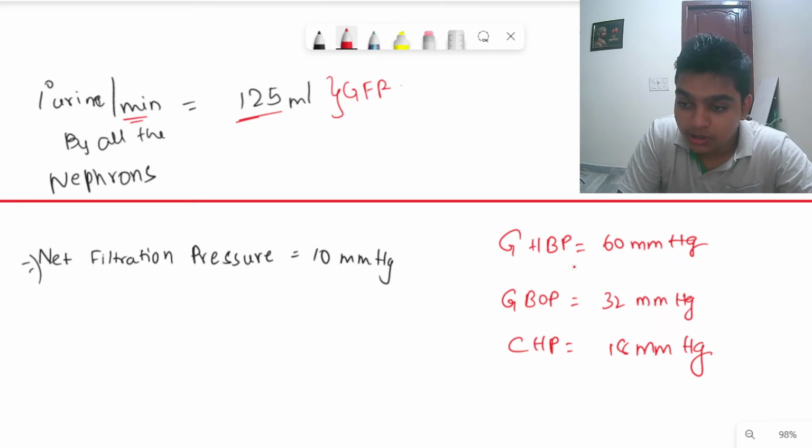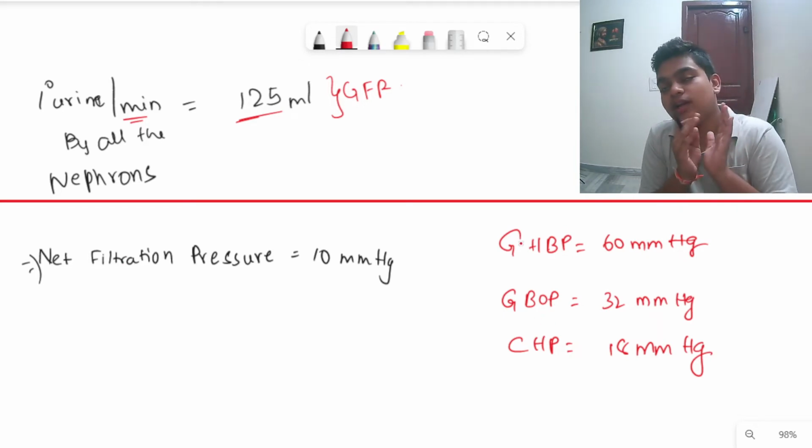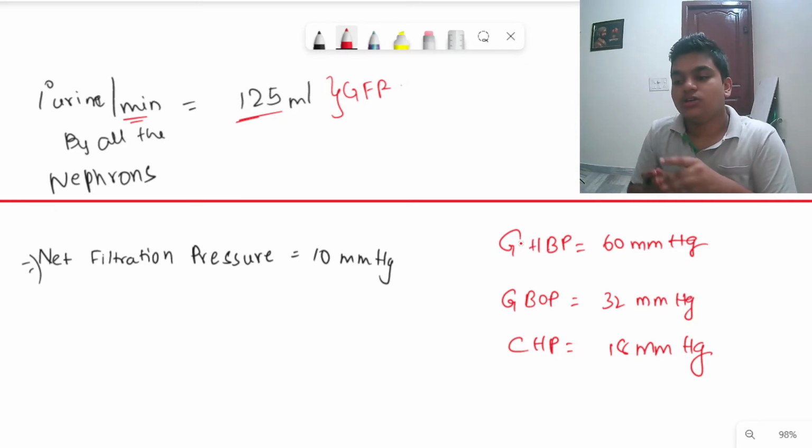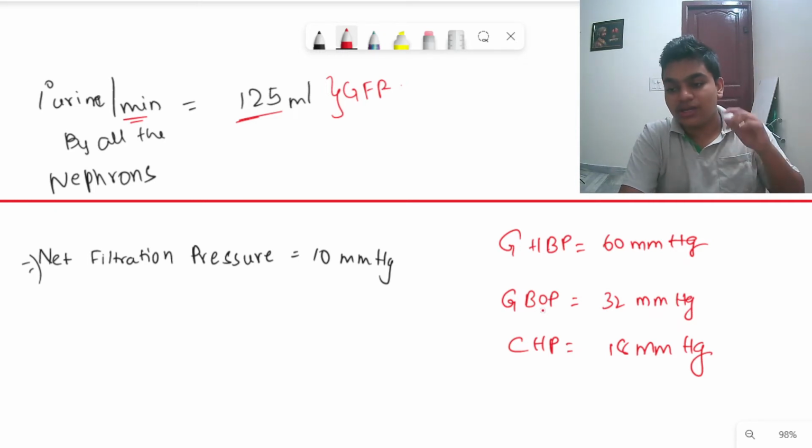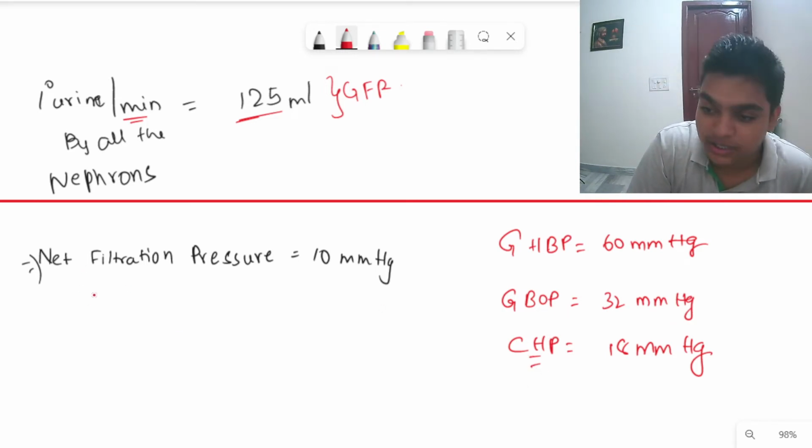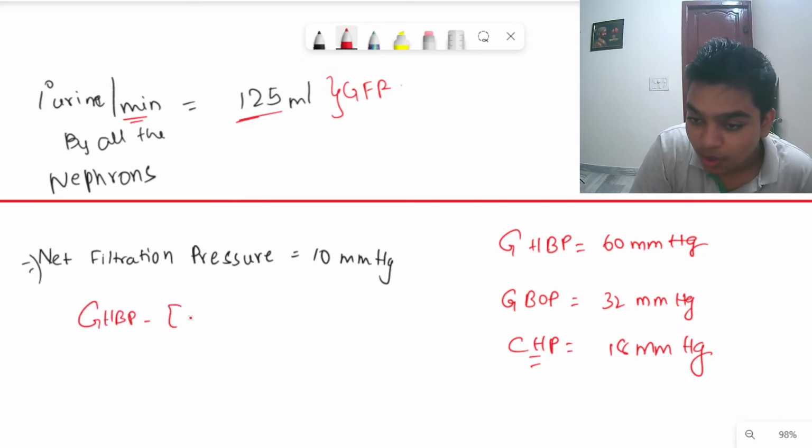Capsular hydrostatic pressure. And if you want to calculate this, note that the glomerular blood hydrostatic pressure is against the glomerular blood osmotic pressure and CHP. Now how to calculate this net value? GHBP minus GBOP plus CHP, and that gives you 60 minus 32 plus 18.